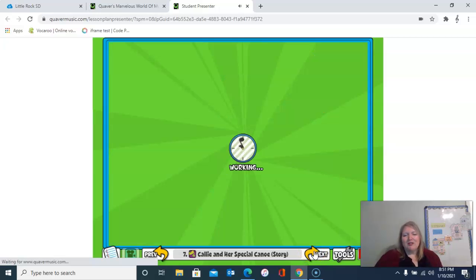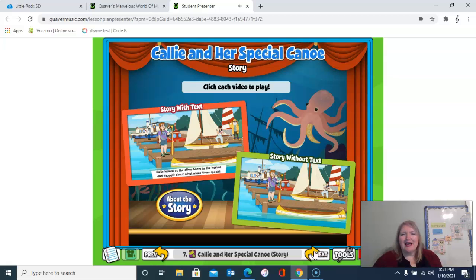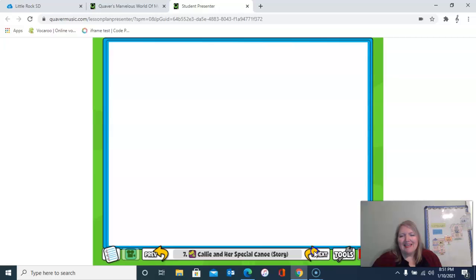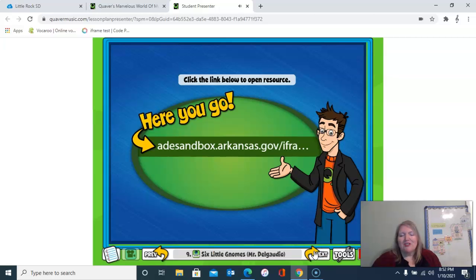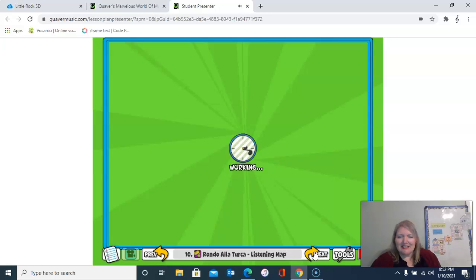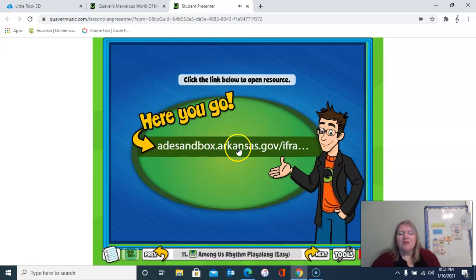I did include a special canoe story, Callie and her special canoe, I think you will really like. And there's some story questions there if you want to. There's a new Mr. Delgadio video that's really funny, really fun, about 6 little gnomes. And it's a humming song. And then, let's see. Oh, there's a rhythm play along.